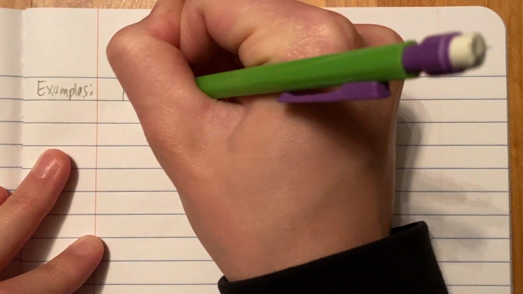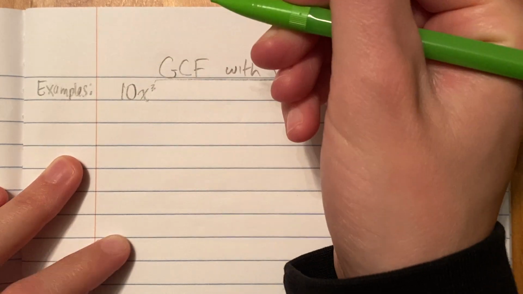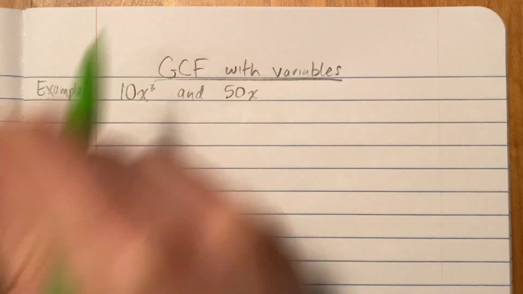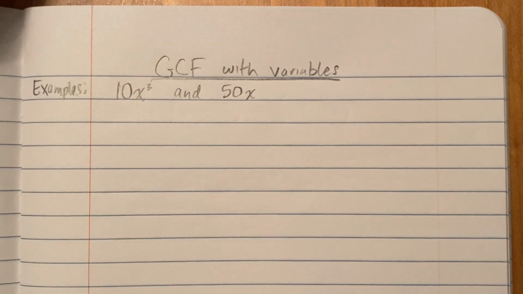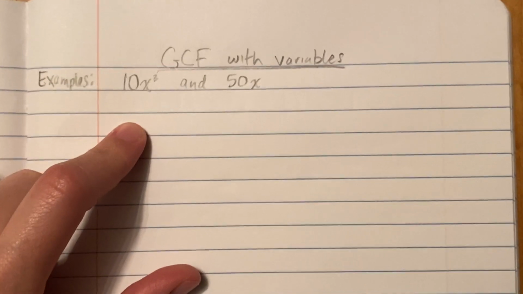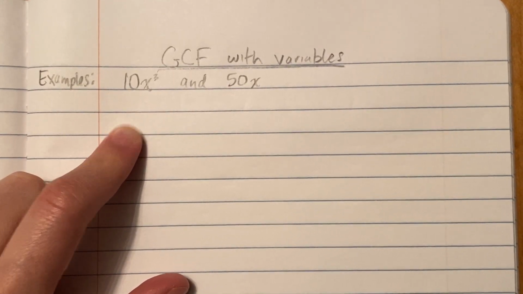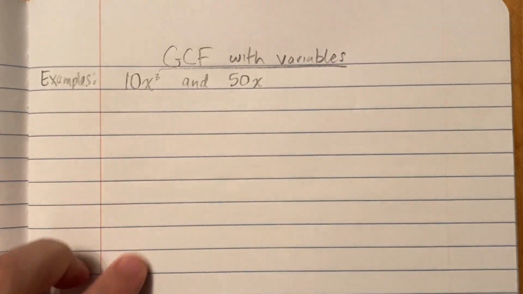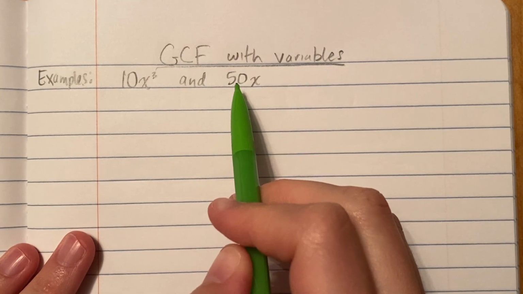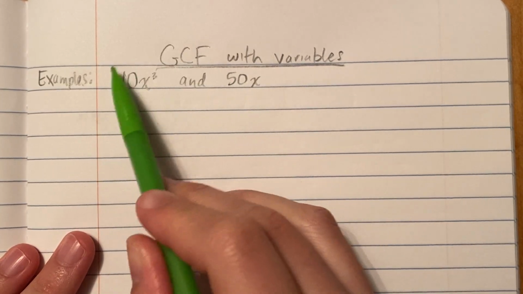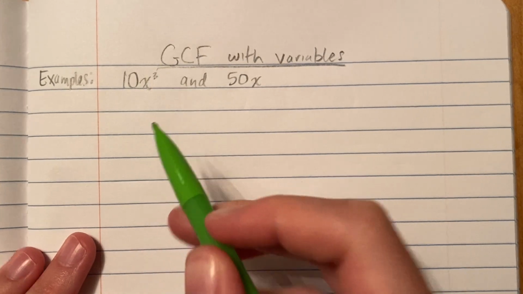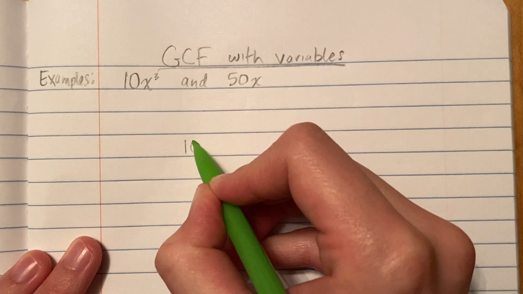Okay, so let's say I have 10x to the third power and 50x. Now, the first thing you're going to do is deal with the numbers. So what's the greatest common factor of 10 and 50? Right away, when one number is way smaller than the other, I like to say, okay, can I multiply 10 and get 50? Yeah, I can. So 10 is a factor of 50, and the greatest factor of 10 is 10. So right away, I know that the greatest common factor is going to be 10.